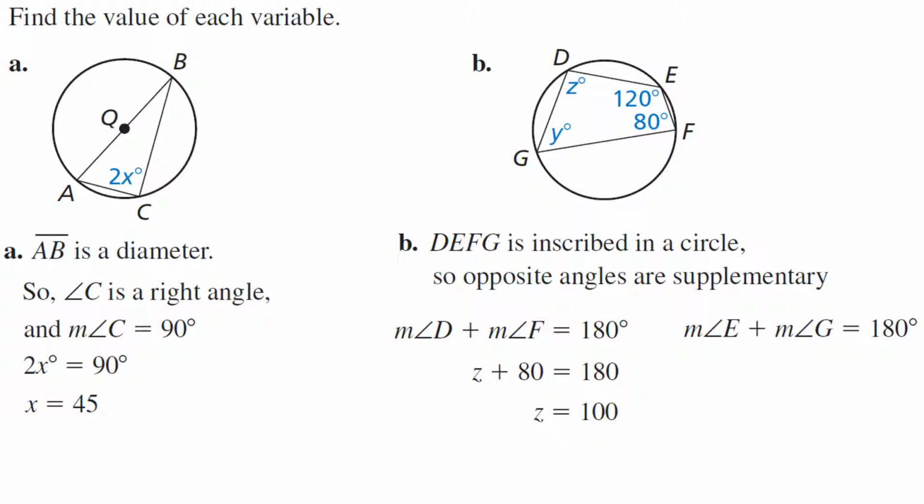Measure of angle E, measure of angle G. They've got to add up to 180. So if I've used up 120 degrees on angle E, 60 degrees is left over for angle G, so Y has to be 60.